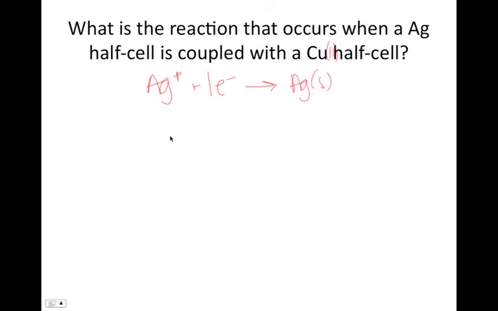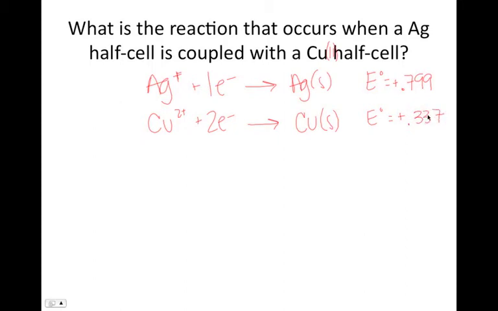And this has a reduction potential of positive 0.799. And then for the copper half, copper 2 plus 2 electrons gives us solid copper. And this one has a reduction potential of positive 0.337.